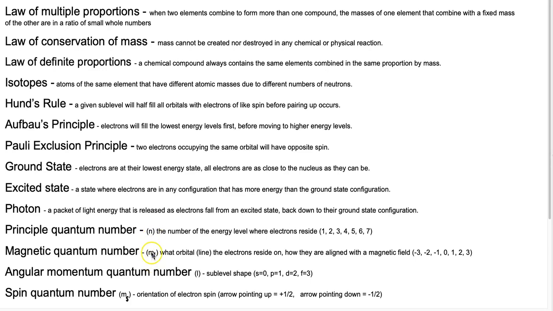Notice these aren't in order. Usually when you do the quantum numbers down here, they go N, then L, then ML, then MS. So don't be confused by that. But these are the definitions.